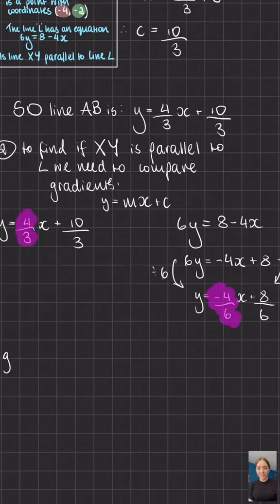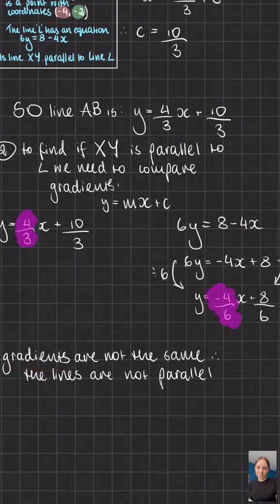Looking at the gradients, we can see that the gradients are not the same, so that means that the lines are not parallel, and that is the answer to the question. This question is worth 4 marks, and now you know how to get 4 out of 4.